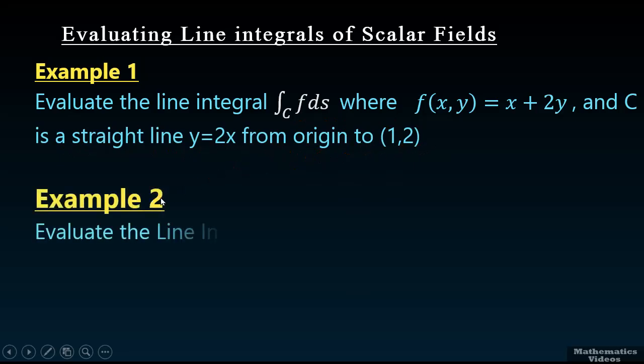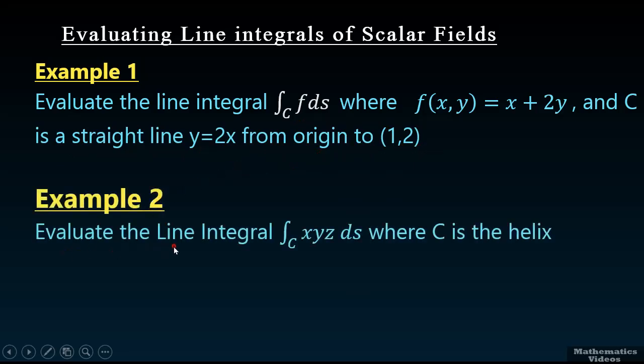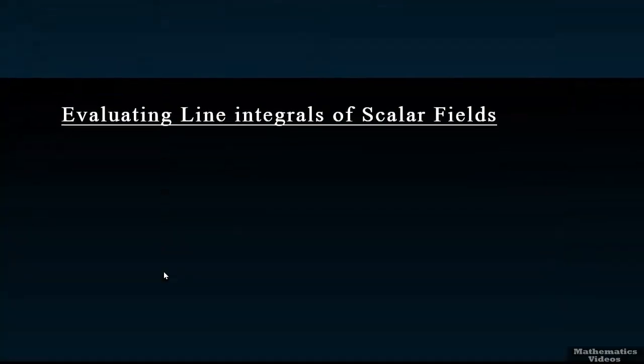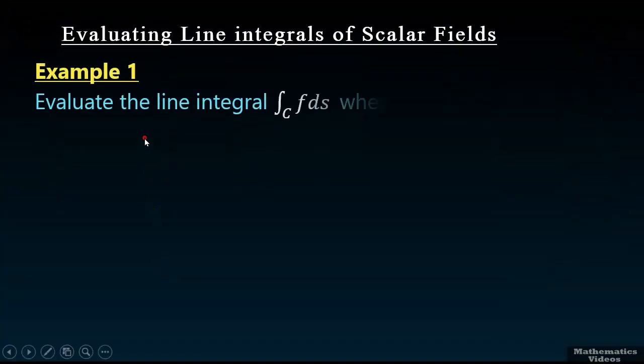And in the next example, we have to evaluate the line integral of the scalar field x, y, z over the curve C, which is the helix parametrically described by the equation r of t equal to cos t i unit vector plus sin t j unit vector plus t times k unit vector, where t ranges from 0 to 2 pi. These two examples are very easy to solve. So let me begin to solve these examples.